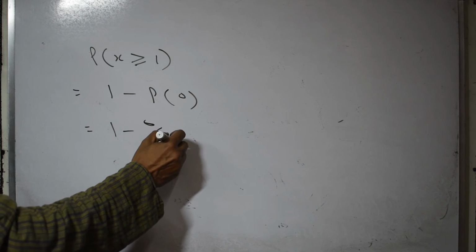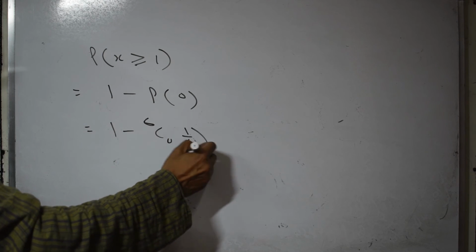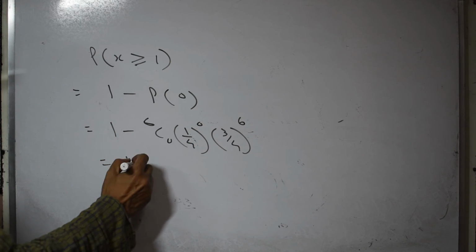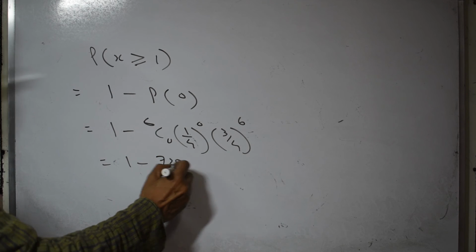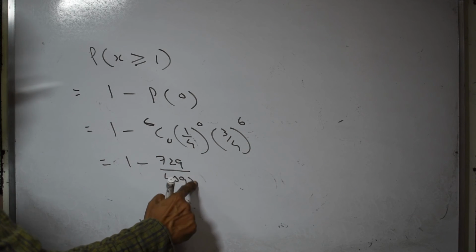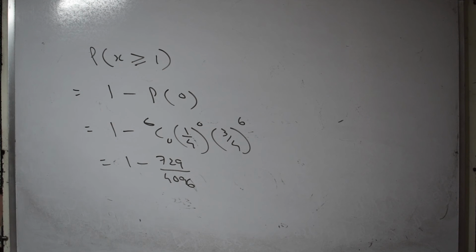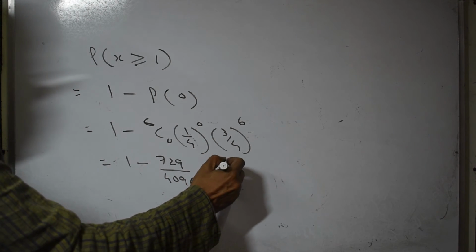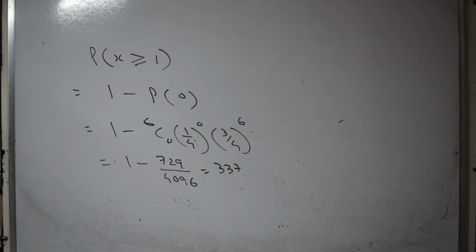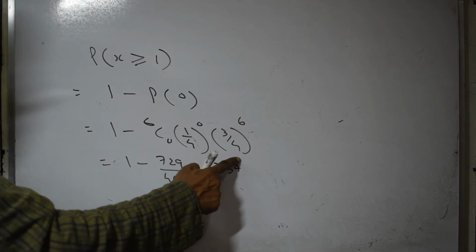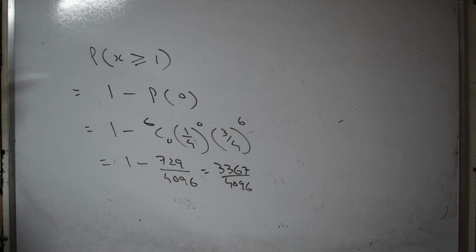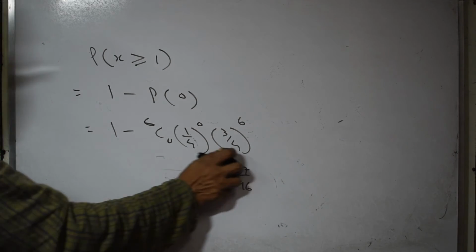It will be 6c0 (1/4)^0 and (3/4)^6. 1 minus 729 by 4096, and finally after simplifying we are getting 3367 by 4096. So this is a question where we can apply binomial and get the probability of any particular case.